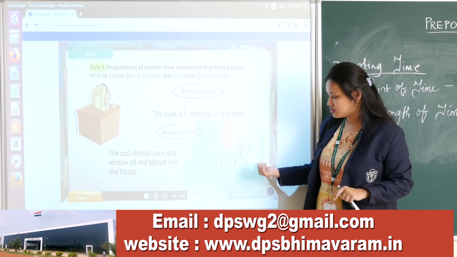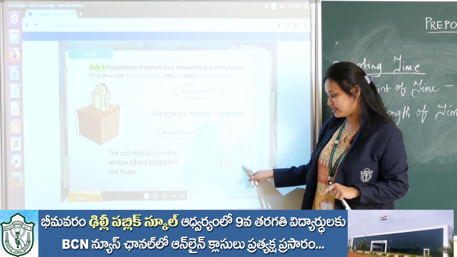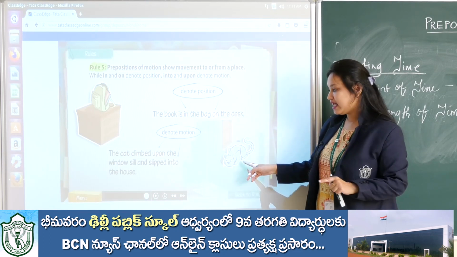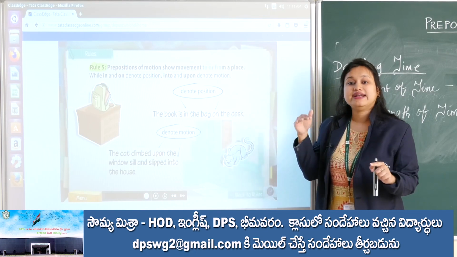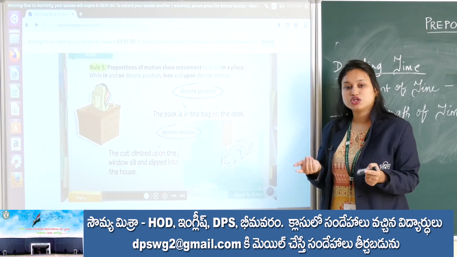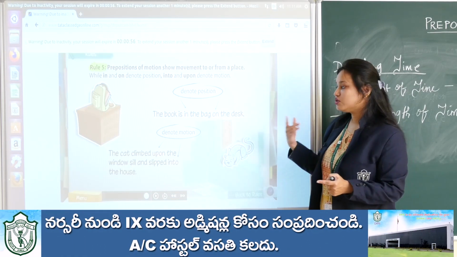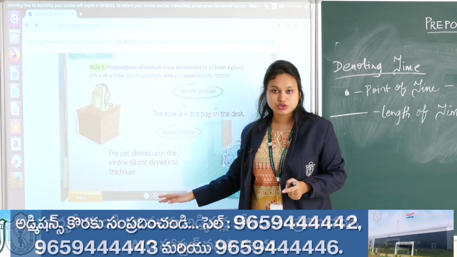Look at this picture. One window is there, the cat climbed upon it. Upon it means he climbed upon, one movement is there, and then he slipped into. Already I told you, into, enter into the classroom, okay? Into is also showing preposition of motion, okay? So in and on are totally different from upon and into, right?